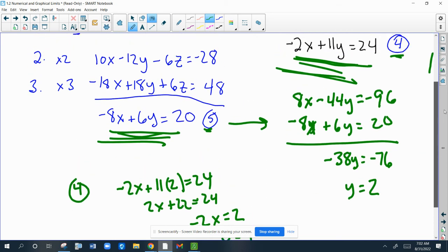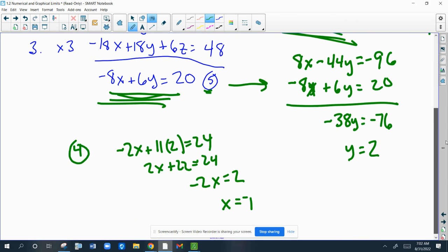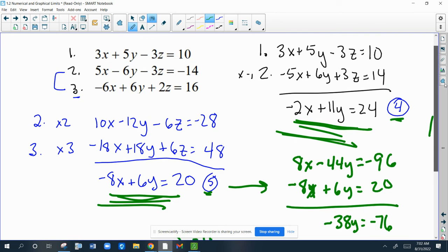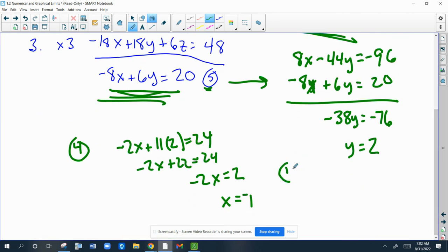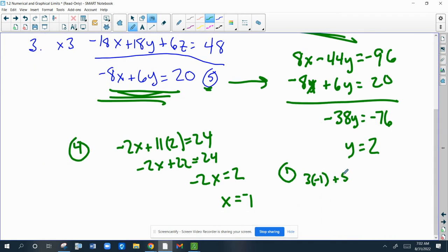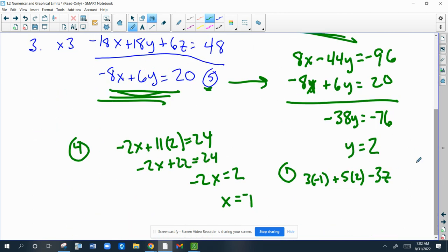Now you have to use one of the original equations. I'm going to use the first one, 3x plus 5y minus 3z equals 10. So here we go. Equation number 1: 3 times x, 3 times a negative 1, plus 5 times y, and y is 2, minus 3 times z, that's what we're solving for, and that equals 10. So I have negative 3 plus 10 right here. So it's 7 minus 3z equals 10.